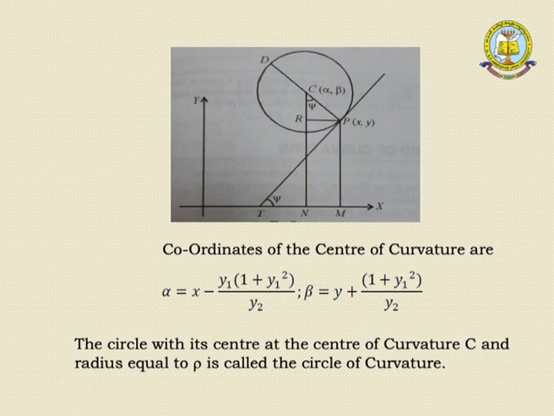The coordinates of the center of curvature are given by alpha is equal to x minus y 1 into (1 plus y 1 square) by y 2, and beta is given by y plus (1 plus y 1 square) by y 2. The circle with its center at the center of curvature C and radius equal to rho is called the circle of curvature. For this circle of curvature the radius is rho, and the center is alpha, beta.